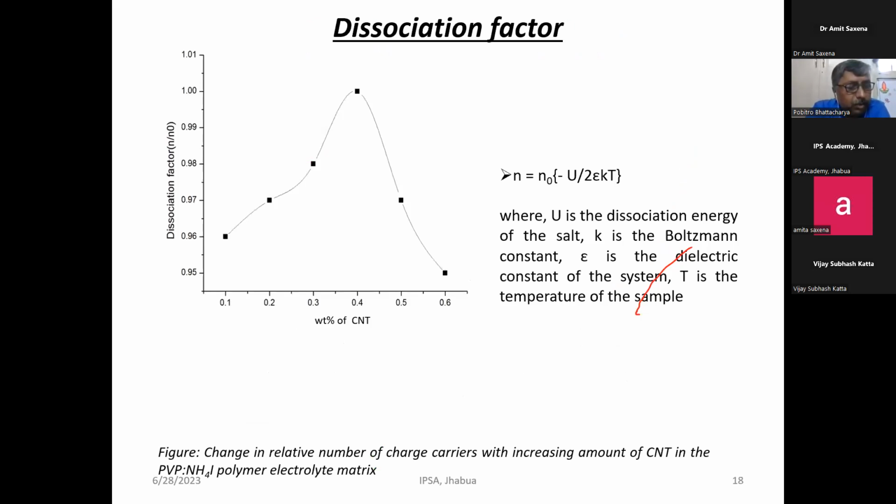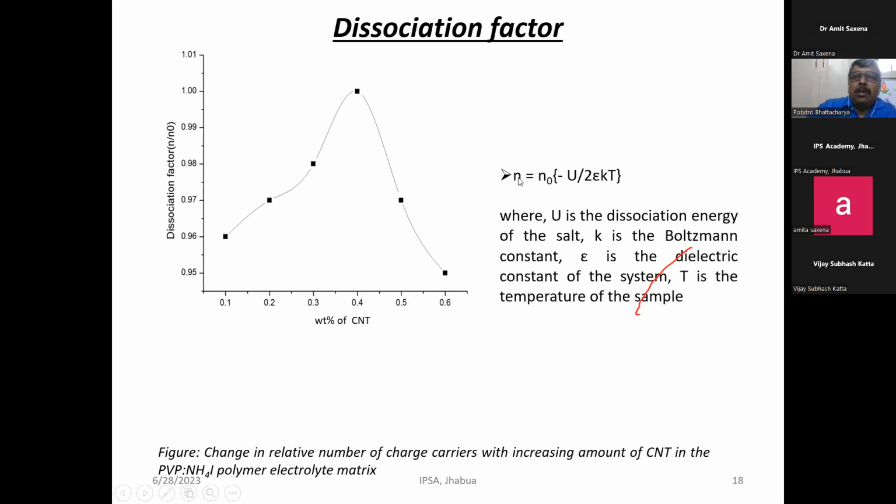Now, earlier we used to calculate the dissociation factor. What do we mean by this? When we add salt into polymer, we expect that all the salt, all the molecules, must get dissociated. But whether they have got dissociated or not, that is an important factor. And therefore, to understand whether all the salts that we have added are getting dissociated or there is something wrong with that, one should calculate the dissociation factor.